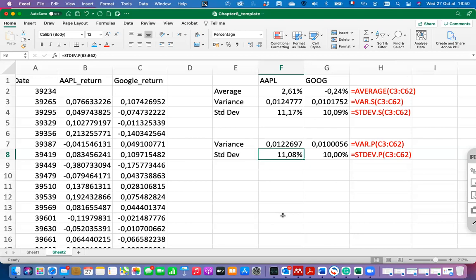It depends on the question itself. It will be clearly mentioned if it is a sample of observations or all the available data. So if he tells you all available data, use population. If he says sample for a given period or for a given window, use sample, right?